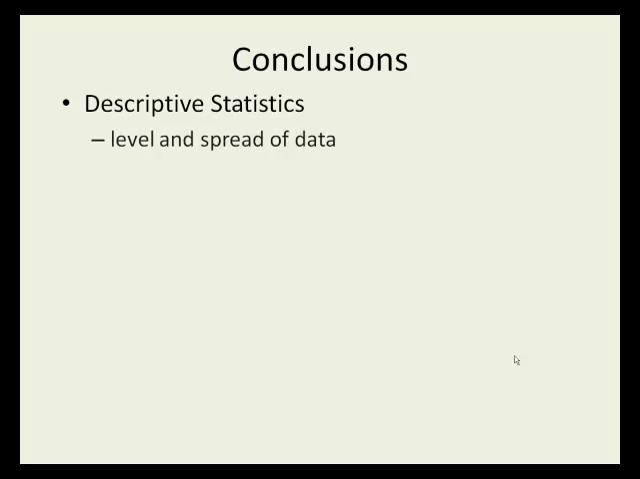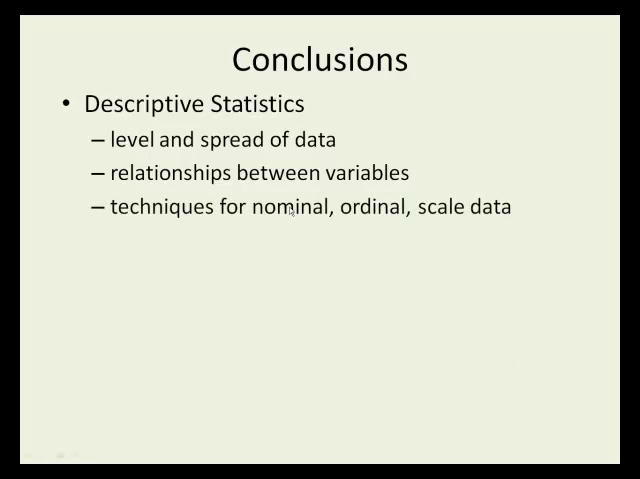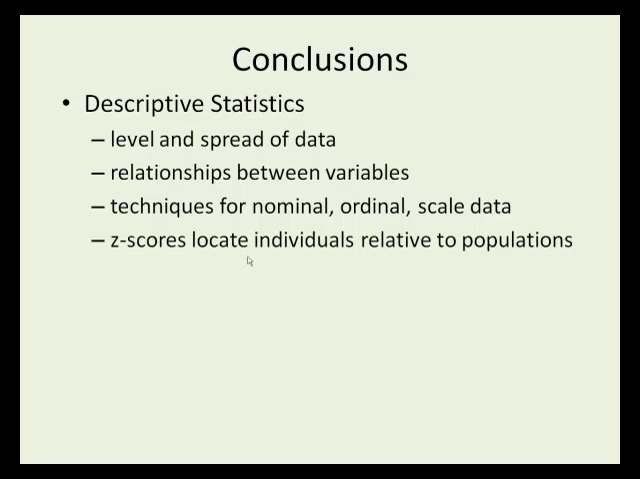So, conclusions on quantitative data analysis. We've looked at descriptive statistics and how you can use it to describe and measure the level and spread of the data you have. Then you can go on to look at relationships between different variables and particular techniques you can use for different types of data. And sometimes it's helpful to think of data in terms of nominal categories, ordinal data, and scale data. Also we looked at Z-scores and how Z-scores can help you position particular individuals in particular cases relative to populations.